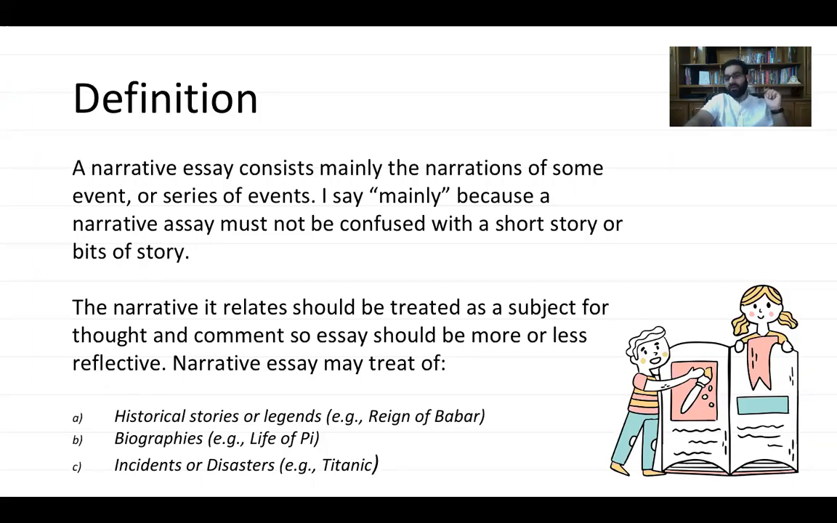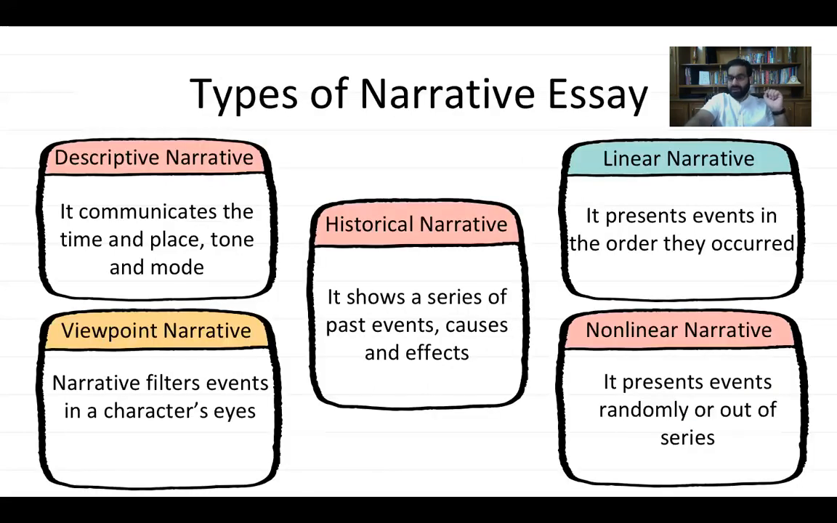There can be biographies as well, Life of Pi, or it can be a biopic of Sanjay Dutt, or again this Artugal, because it is so much into the talk nowadays. And incidents or disasters, maybe Titanic, maybe 9/11. So such kind of things can encompass into that.